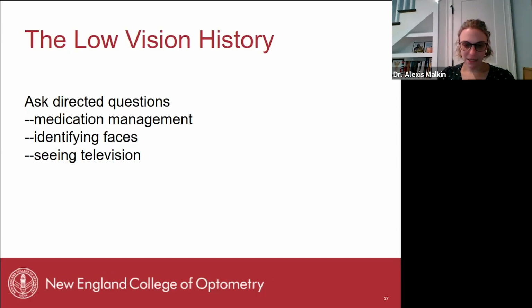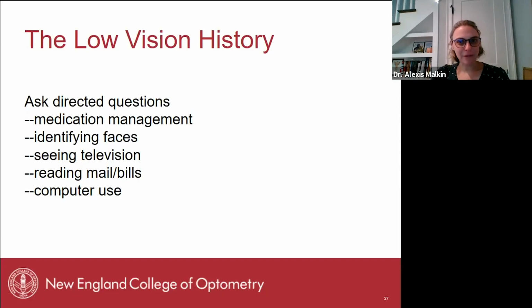Can they see it? Do they want to be able to see it? How are they doing managing mail and bills? Do they have a family member who does that for them? Do they just call the bank and try to pay everything over the phone? What is their strategy, and how do they determine what is junk mail and what they really need to deal with? Do they have a computer? Do they use their computer?